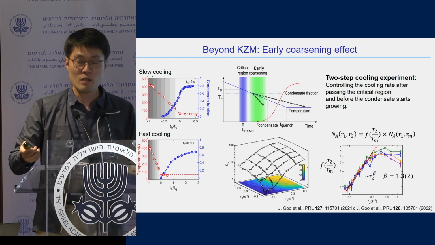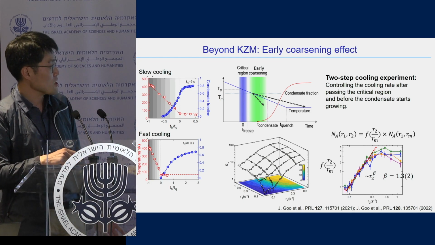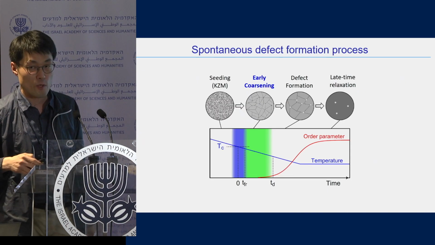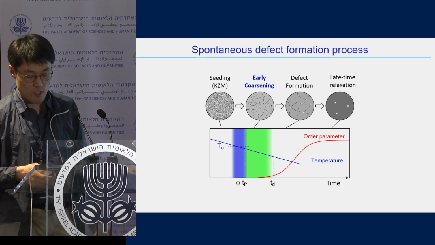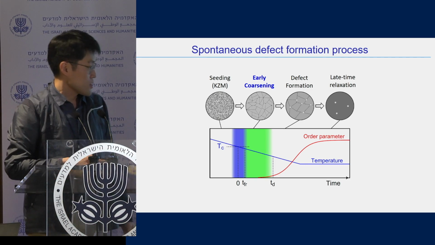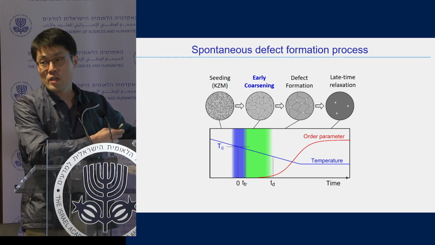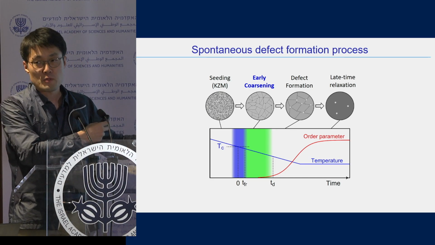So one of them is determined by the first quench rate, and the other, the enhancing or suppression factor, is governed by the second quench rate over there. So it's universal coarsening dynamics that we observed. And then this is a picture, finally, that we have out of this couple of experiments.